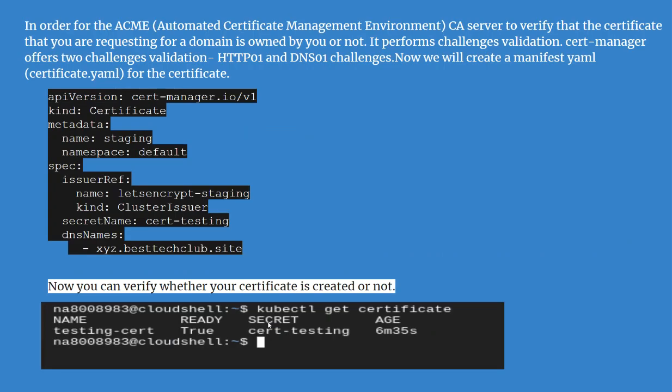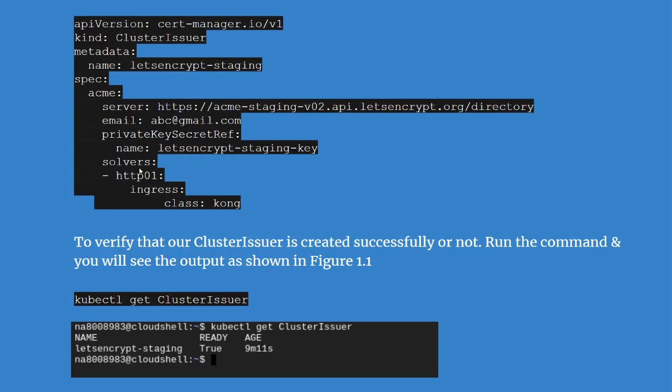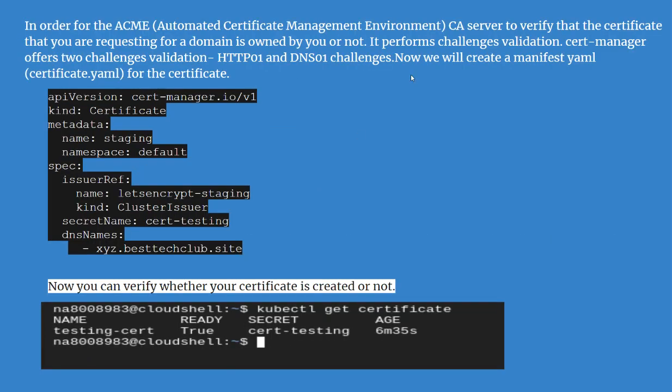But from the beginning, we are talking about the automation of what? Certificate management and its renewal. So we can say that ACME is the Automated Certificate Management Environment. Its server verifies whether the certificate that you are requesting for a domain is owned by you or not. It performs all the validation. We have already used Let's Encrypt, which uses the HTTP01 and DNS01 challenges.